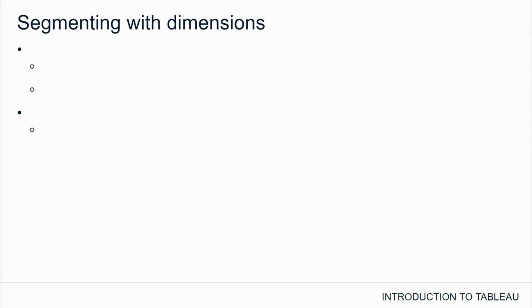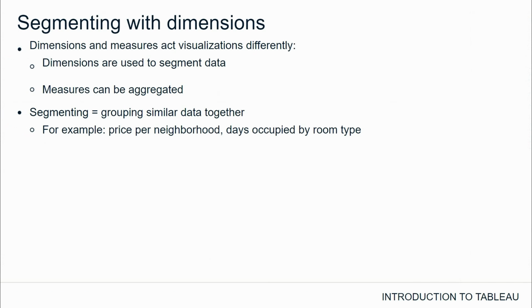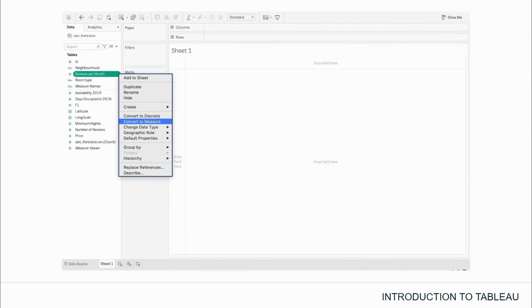Dimensions and measures affect visualizations differently. Dimensions allow you to group and segment data, while measures can be aggregated and add quantitative values to dimensions. Segmenting means getting specific data for each category, for example for each neighborhood or room type. You can convert fields between measures and dimensions, or sometimes between discrete and continuous, but this will affect your visualization.